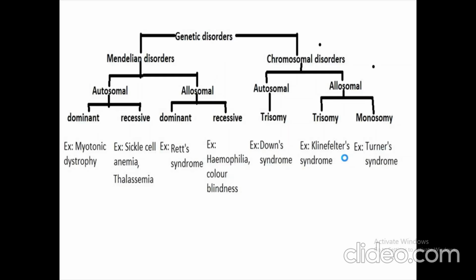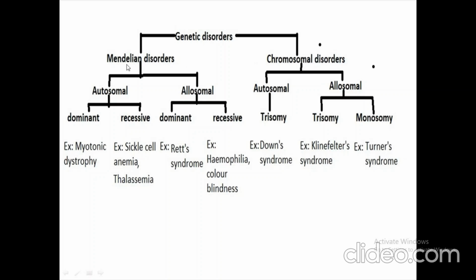Hello friends, today we shall discuss genetic disorders. Now, genetic disorders are broadly classified into two categories, Mendelian disorders and chromosomal disorders. Mendelian disorders are caused due to defect or mutation in the individual genes, whereas the chromosomal disorders are caused due to change in chromosome structure and number.